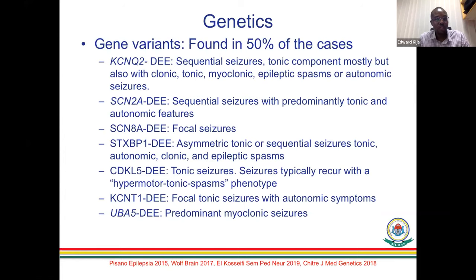the autonomic seizures. The SCN8A DEE mostly presents with focal seizures, whereas the syntaxin BP1 DEE mostly presents with asymmetric tonic or sequential seizures with autonomic, clonic, as well as epileptic spasms. Tonic seizures which typically occur like in the hypermotor tonic spasm phenotype have been associated with CDKL5 DEE, and the potassium channel KCNT1 DEE normally presents with tonic seizures with autonomic symptoms.